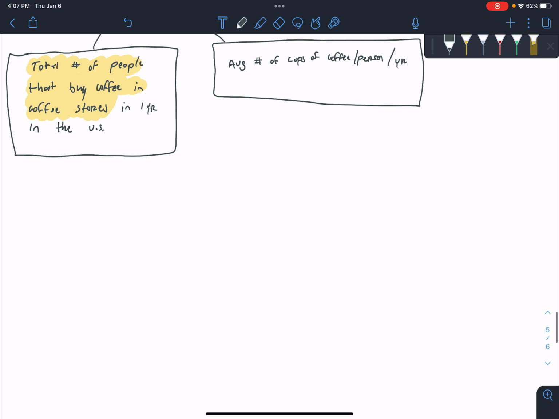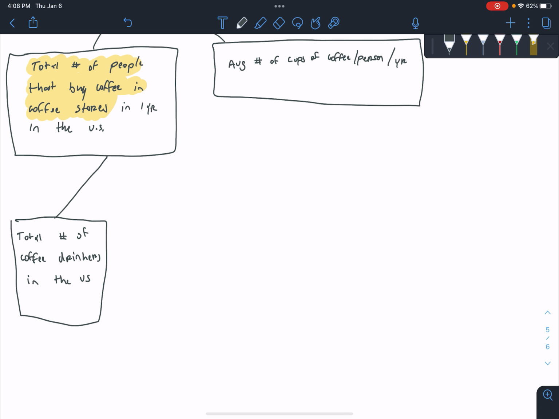So let's figure out this first out of the subset of the total population of people who are drinking coffee, right? So this could be the total number of coffee drinkers in the US. So this is a total number. Everybody who drinks coffee in the US is falling into here. And then we're just going to multiply this by the percentage of coffee drinkers that buy coffee.